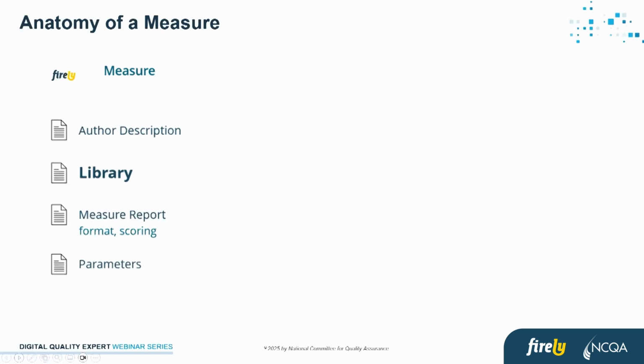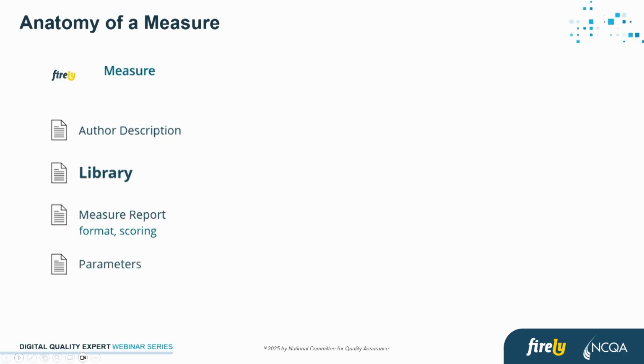It's going to have your author, your description, lots of information about when it was created, who created it, what's the eligibility period for it. And then you have your library, which I'm going to go into more in a second here. And then, like I said earlier, the measure actually dictates what the output looks like. So it doesn't contain the measure report, which could be confused here. It actually just contains enough information to know what the measure report will look like. So it's the format and the scoring.